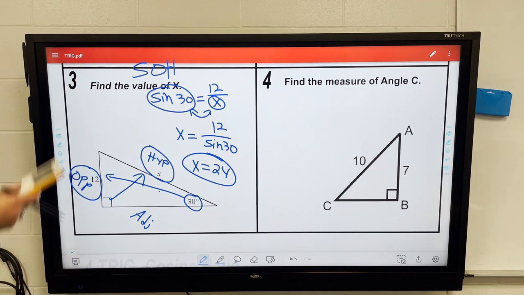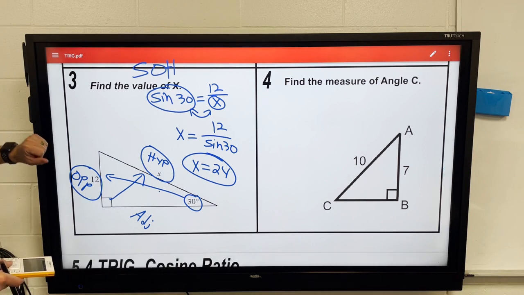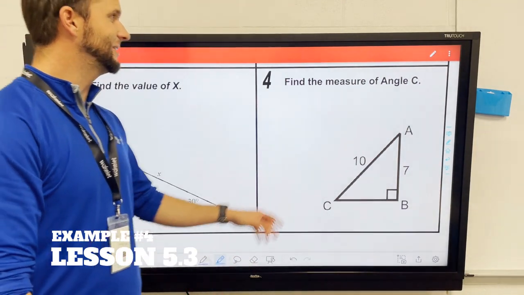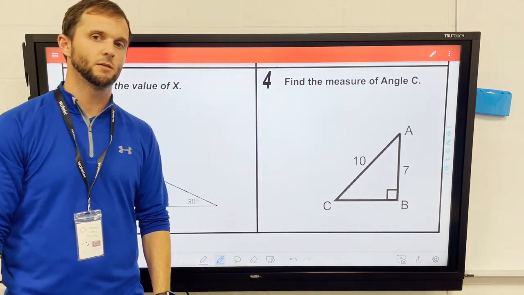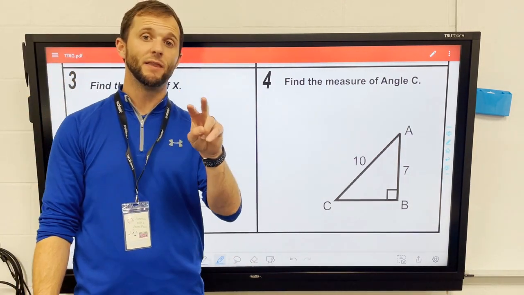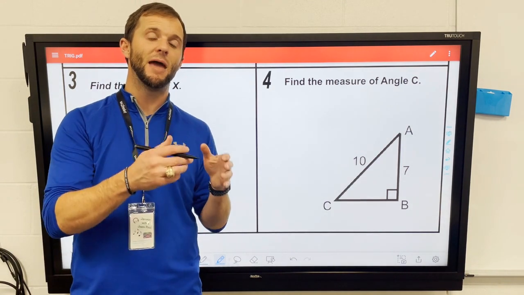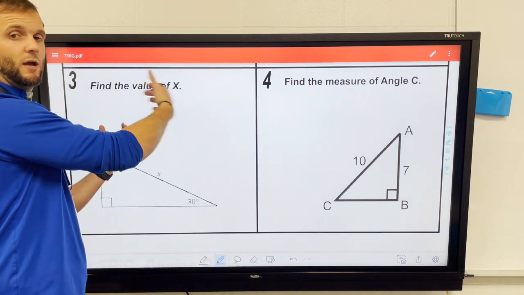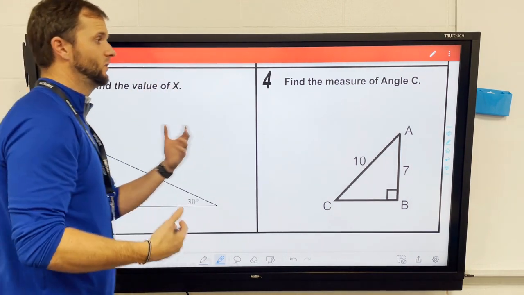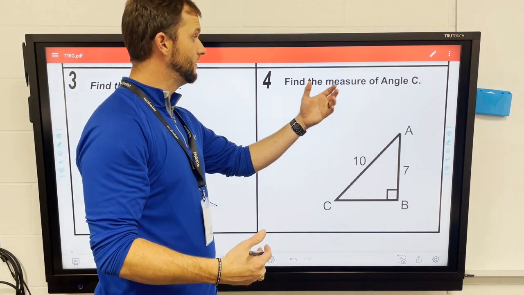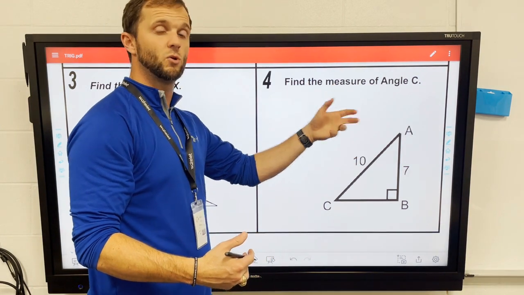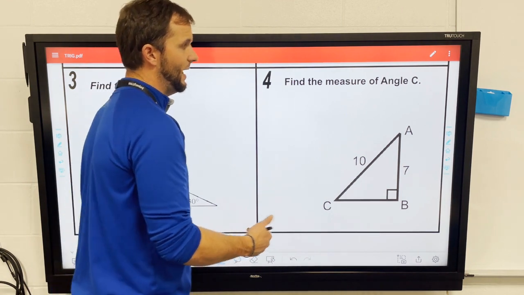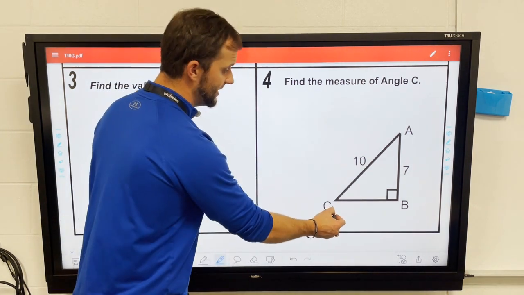Okay, let's jump over to the last example. On example number 4, it's asking me to find the angle measurement. Anytime I have two side lengths, I can find the angle measurement by using trig. Earlier we were using trig to find the side lengths, but now I'm going to use trig to find the angles. Right now, I need to find angle C.